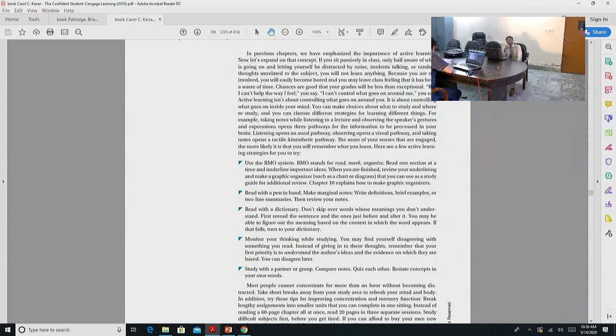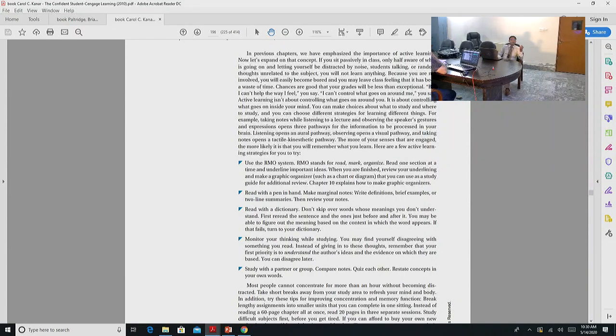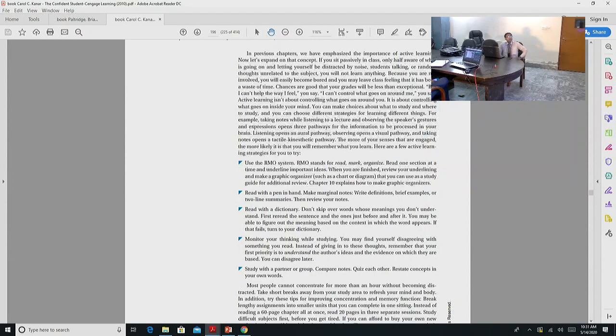If you can make a guess, it means you can understand the meaning, and you do not need to go through a dictionary. You are not supposed to look this word up in the dictionary. But if you cannot understand, then obviously you will have to look this word up in the dictionary. So you should have a good dictionary with you, okay, and you should read the dictionary. Don't skip over words whose meanings you do not understand. First reread the sentence and the ones just before and after it.